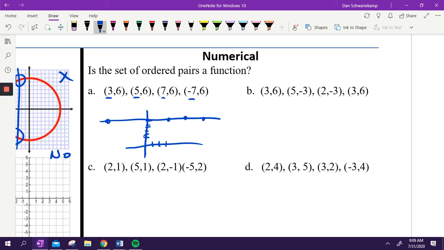Okay? Looking at letter B. So letter A was a yes. Letter B, thumbs up, thumbs down. Do you think that one's a function? Yes or no? Again, some saying no, some saying yes. Anaga, what do you think? Anaga. Dang it, I was trying. Sorry, Anaga. Keep doing it. I'll figure it out.